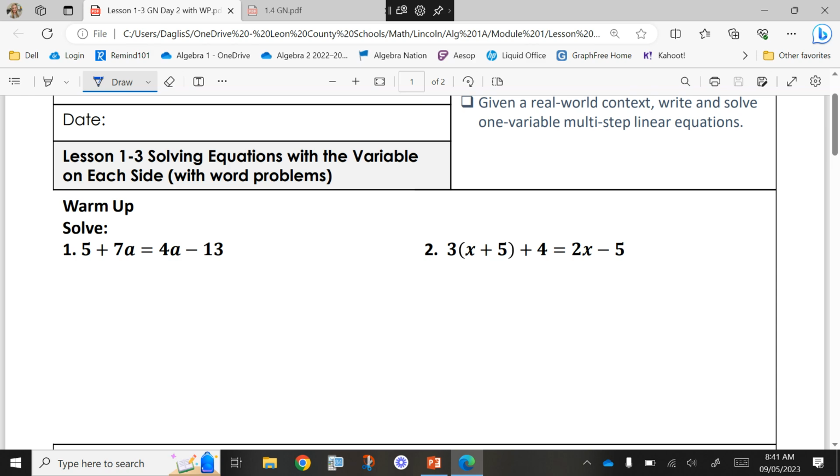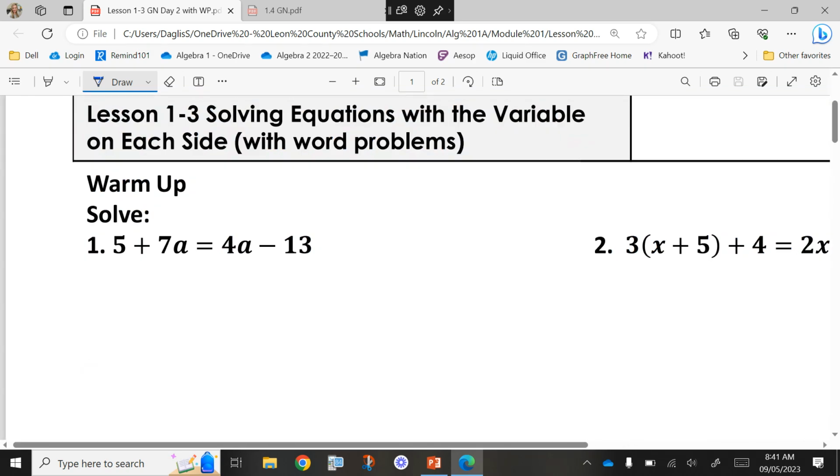So looking at number 1, we have 5 plus 7a equals 4a minus 13. There's no grouping, there's no multiplying, no combining like terms. We can go ahead and start putting my variables on one side and our constants on the other, okay? You got 4 pieces here. Which one would you like to move? The 4a? Okay, how am I going to move it? We're going to subtract it. And what are we going to subtract it from? The 7. Why?